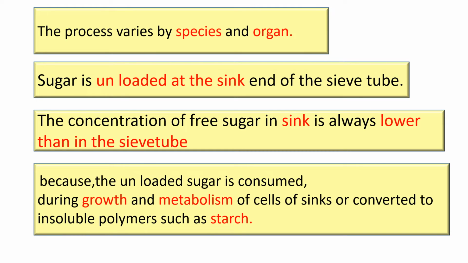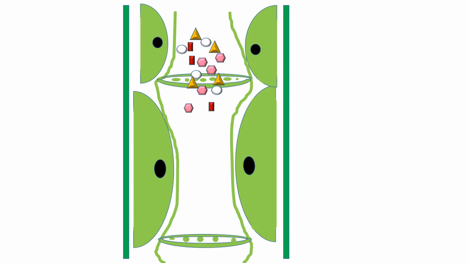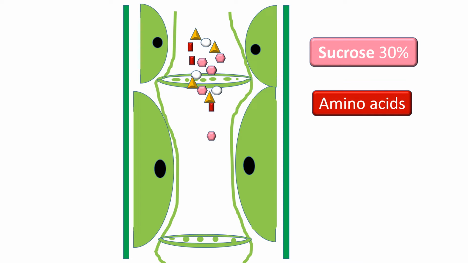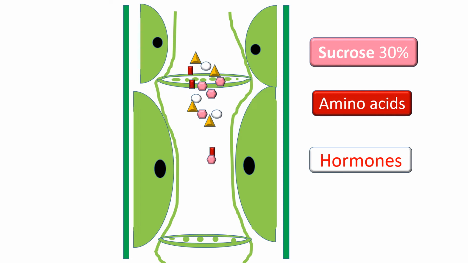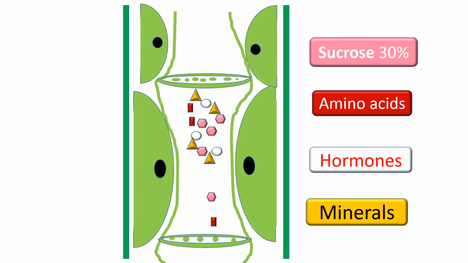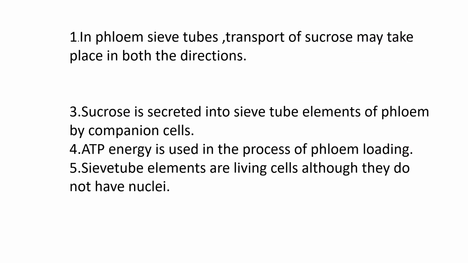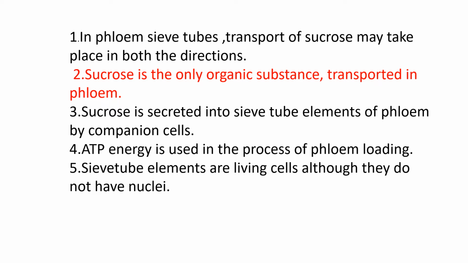Because the unloaded sugar is consumed during growth and metabolism of cells of sinks, or converted to insoluble polymers such as starch. Phloem sap, the aqueous solution that flows through sieve tubes, contains 30% of sucrose and other materials such as amino acids, hormones and minerals. Accordingly, the second statement is incorrect, because sucrose is not the only organic substance transported in phloem.